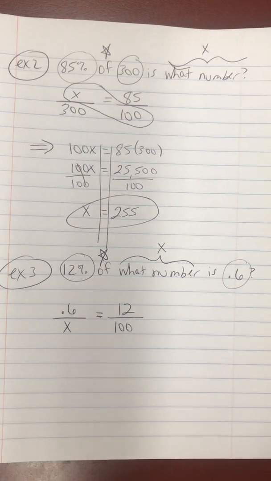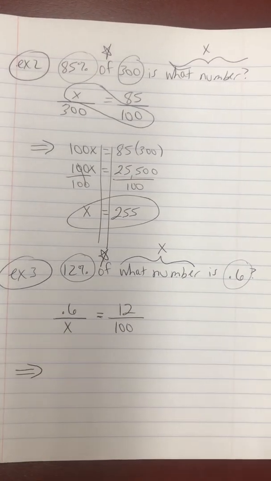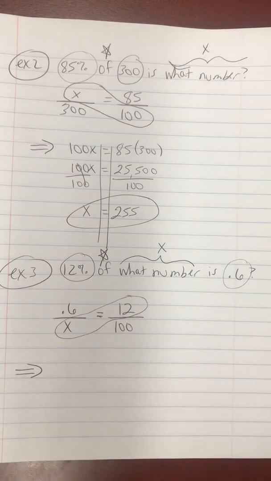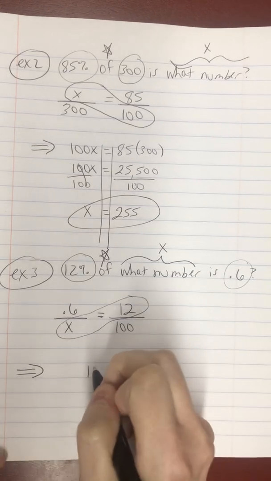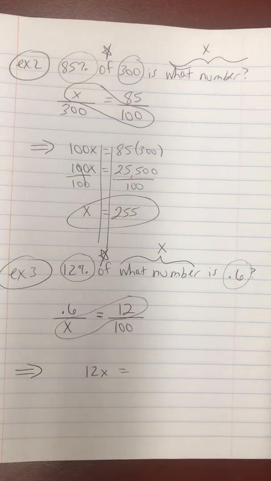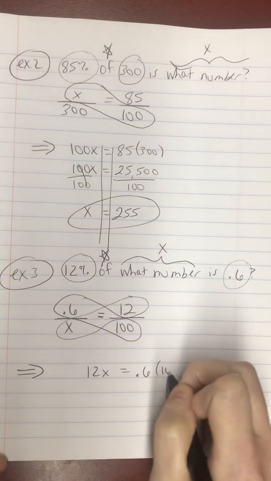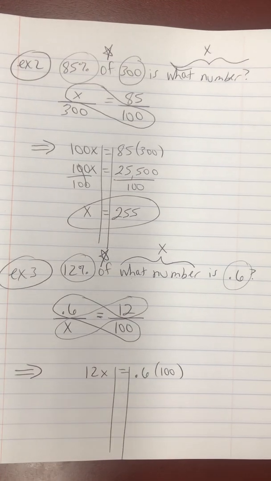All right, so this one has a little bit of a different setup from the other one. Now again, remember, this is a preference thing, but what I personally like to do is I always like to start with the diagonal that has the x in it, because I like my x to be on the left side of my equation. It doesn't mean you have to do it this way, but just for consistency, I will always do it this way. So I'm going to do x times 12, or 12 times x. That turns into 12x. And then, of course, we're going to multiply the other diagonal, which is 0.6 times 100. And so this is what our proportion turns into as an equation.